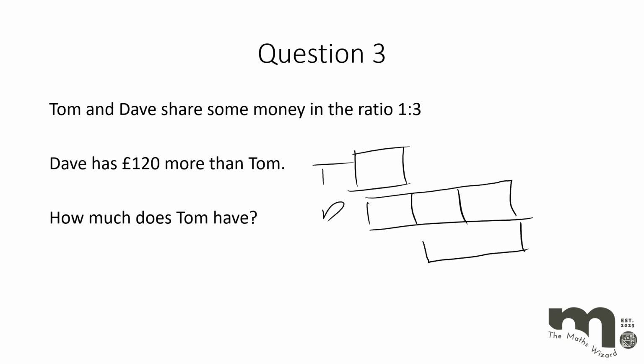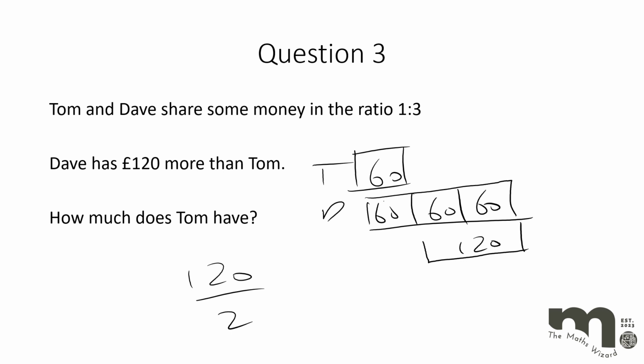Okay, so if we take a look at this then, Dave's extra £120 is worth an extra 2 parts. So 120 divided by 2 is 60. So we can write that on all of our parts now. And Tom, we can then see, has just 1 part. So it's worth £60. Okay, that's it for this video.